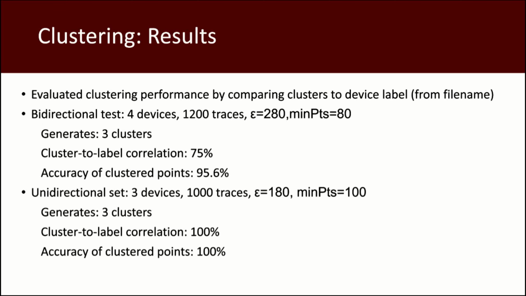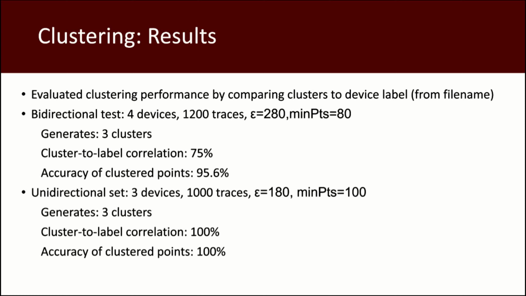When we implemented the clustering algorithm, we evaluated the clustering performance by comparing it to the device label based on the file names. For the bidirectional test, we had 4 devices, 1,200 instances, and it generated 3 clusters. The cluster to label correlation was 75% because it failed to generate the cluster for non-UAV, so only 3 out of the 4. The accuracy of the points that were clustered was about 96%.